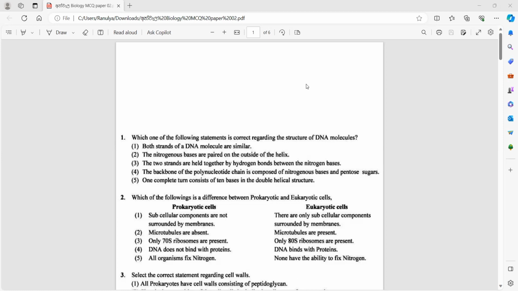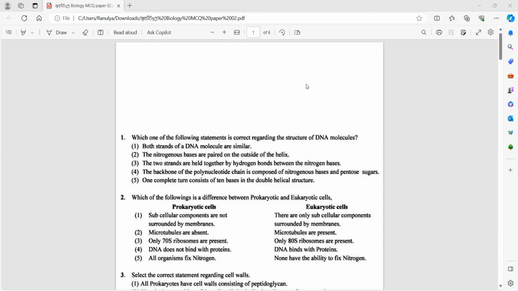Now, in eukaryotic cells, there are only subcellular components surrounded by membrane. No. If we take ribosomes, centrosomes, and cytoskeleton, they are not membrane bounded. So this first statement is incorrect. Second one, microtubules are absent in prokaryotic cells and present in eukaryotic cells. That is correct. Third one, only 70S ribosomes are present in prokaryotic cells, and in eukaryotic cells, only 80S ribosomes are present.